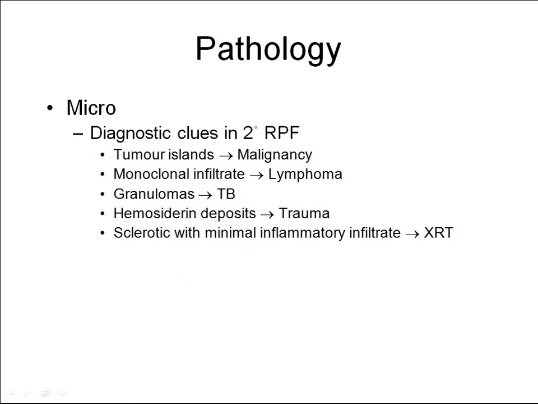So diagnostic clues in secondary retroperitoneal fibrosis on pathology include tumor islands, which suggest malignancy, a monoclonal infiltrate, which suggests lymphoma, granulomas, which suggest TB, hemosiderin deposits, which suggest a traumatic cause. And when you see sclerosis with a minimal inflammatory response, often think of radiation.